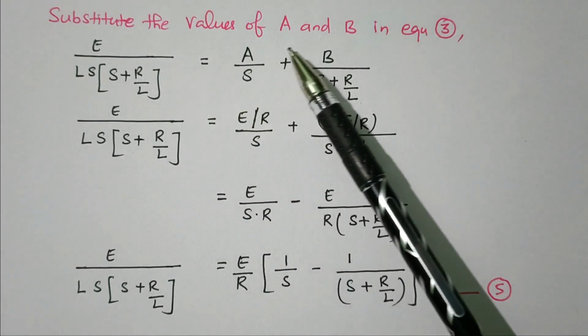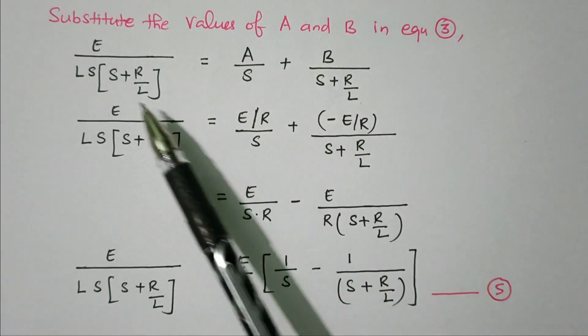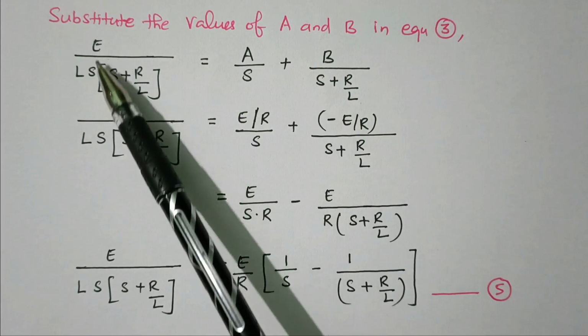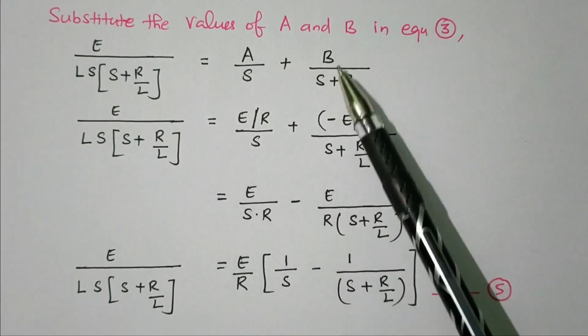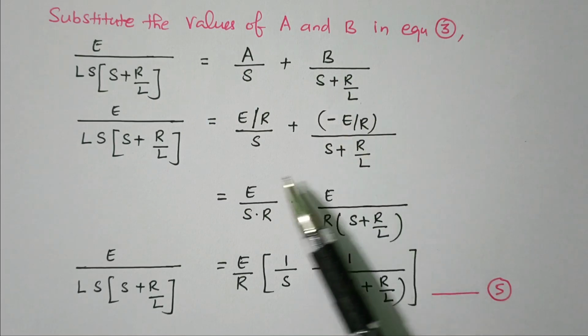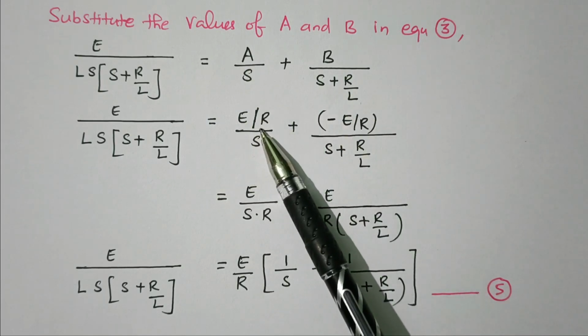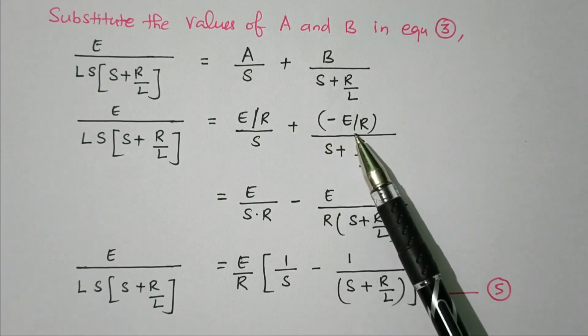Substitute the value of A and B in equation number 3. So this is equation number 3. E divided by L into S plus R by L equals A by S plus B by S plus R by L. Right? So A is substituted as E by R, B is substituted as minus E by R.